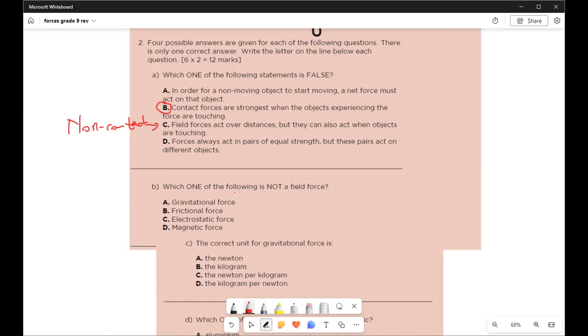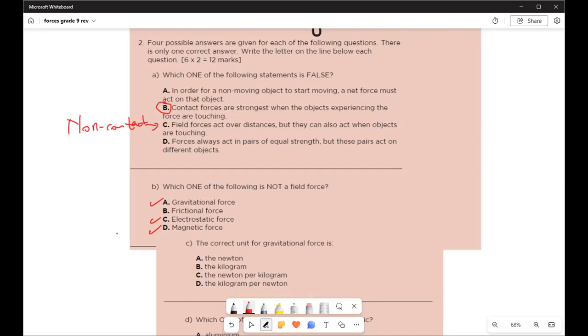Which one of the following is not a field force? Remember, I said a field force is a non-contact force, right? Gravitational force, we know that is a non-contact force. Electrostatic force is the force between positive protons and negative electrons. They don't have to be touching for it to exist. It can act over a distance. So that is true. And then magnetic force, it's a force between magnets.